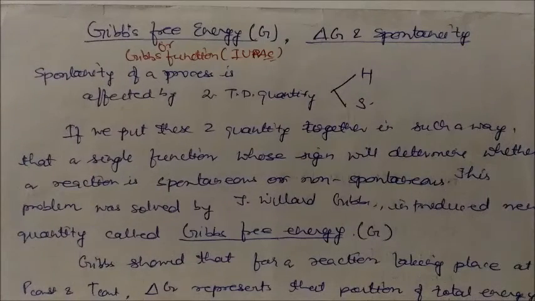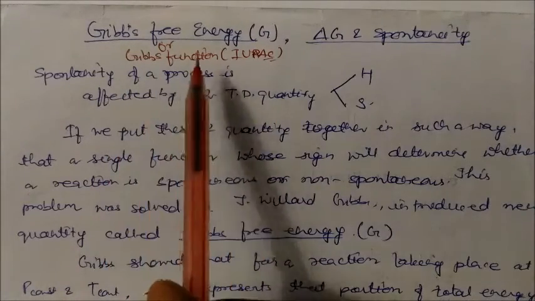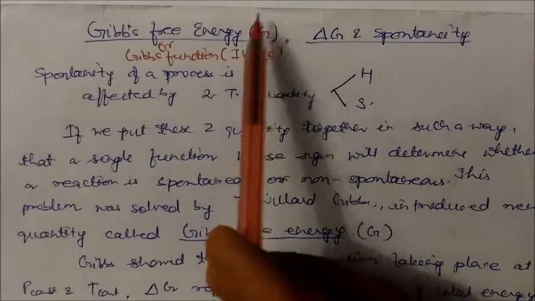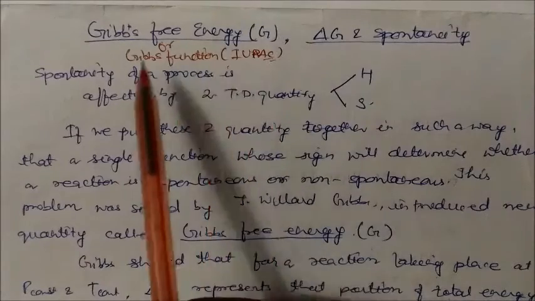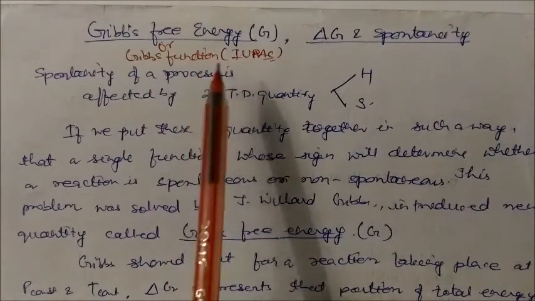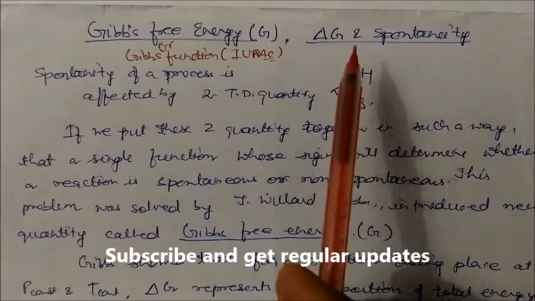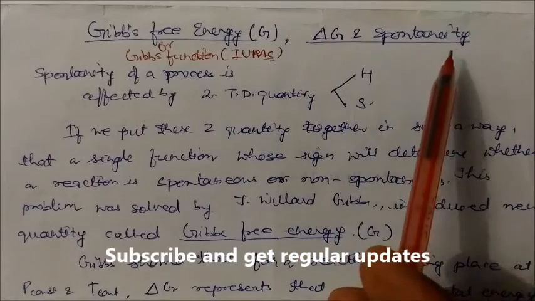Hello friends, so today we will learn Gibbs free energy. This Gibbs free energy is represented by capital G, and it is also called the Gibbs function. It's an IUPAC name. We will see how this change in free energy is related to spontaneity.